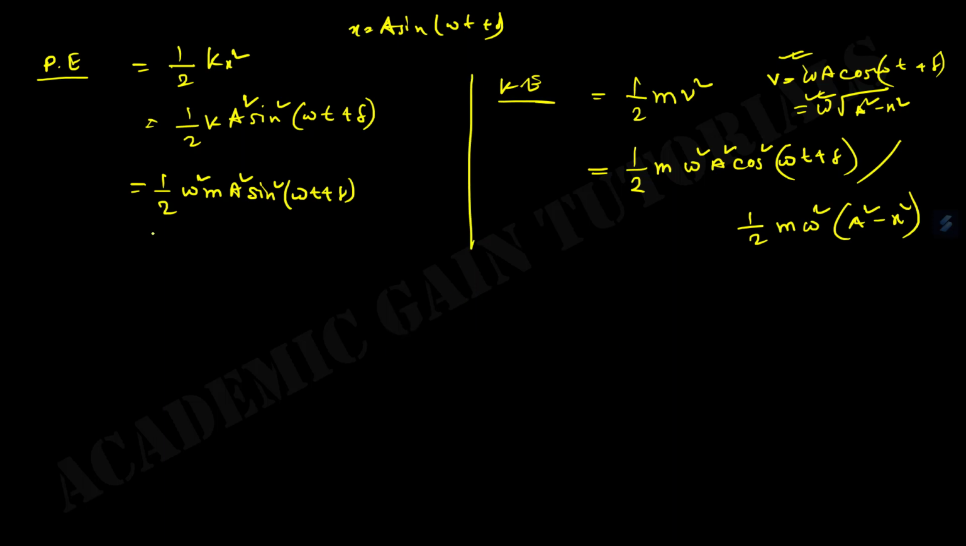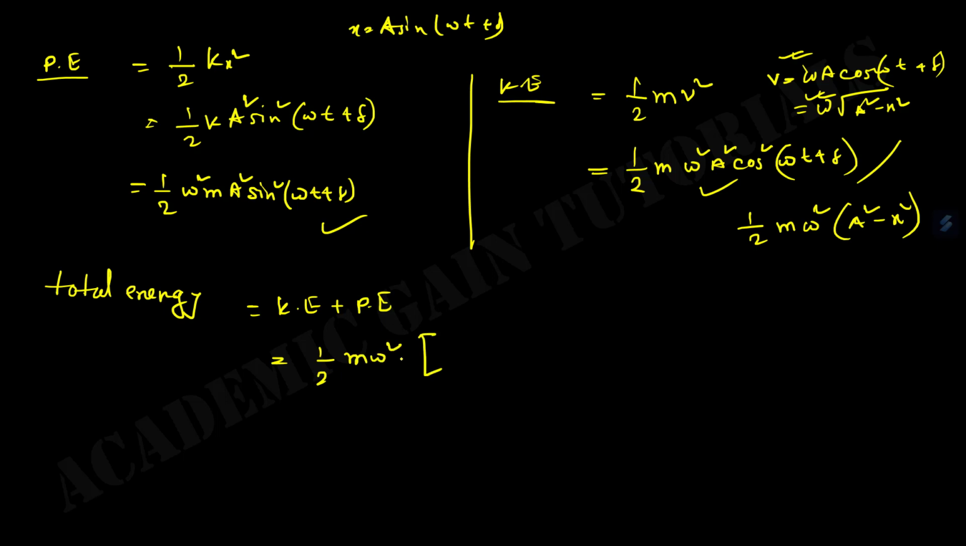Now I have to find out the total energy. So what will be the equation for our total energy? Total energy is equal to kinetic energy plus potential energy. So if I use these two formulas, half of m omega square a square is common, then I will get sine square of omega t plus delta plus cos square of omega t plus delta. And I know sine square theta plus cos square theta equals 1, so this must be 1.